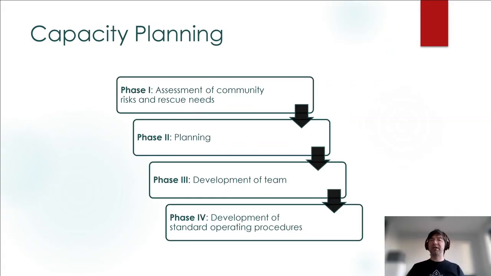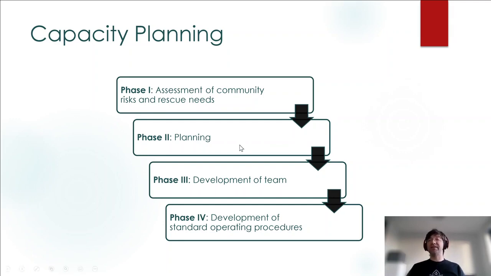For capacity planning, if you look at the INSARAG guidelines, you will see that they split it into 4 phases. Phase 1 is the assessment of the community risks and rescue needs. Then in phase 2, once you understand the community risks and the rescue needs, you can elaborate a plan. After the elaboration of the plan, you start training a team that will be able to support the planning, and also develop some operational procedures that will guide the steps, actions and tasks that the team will follow.